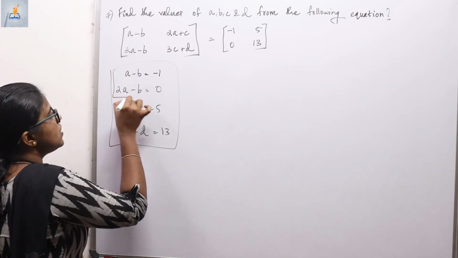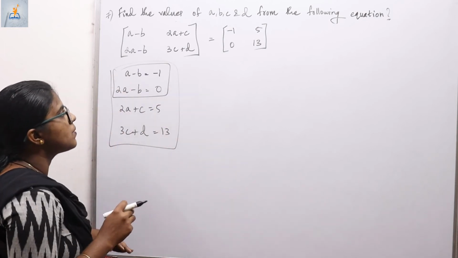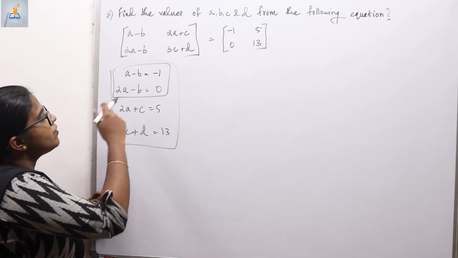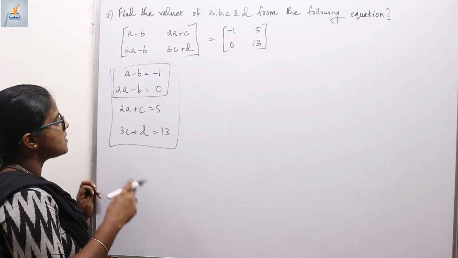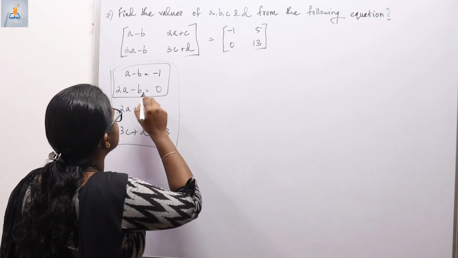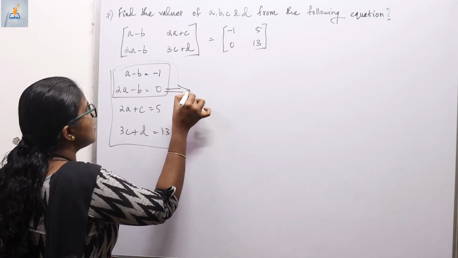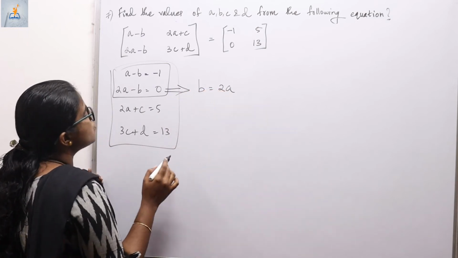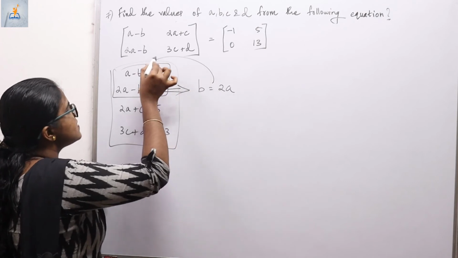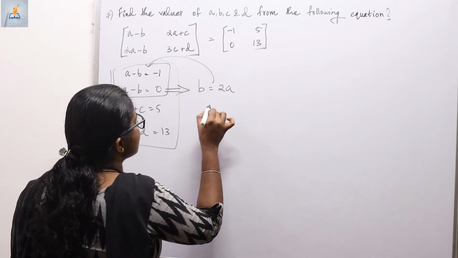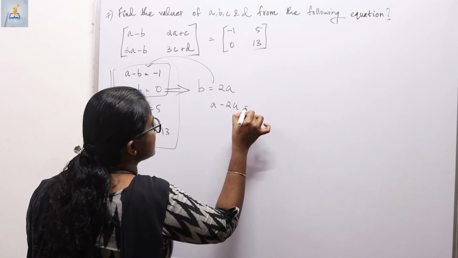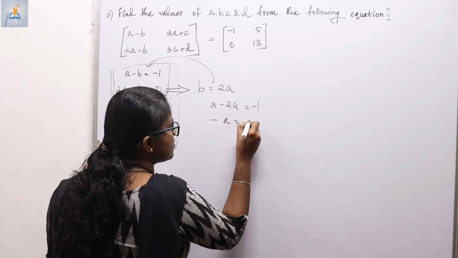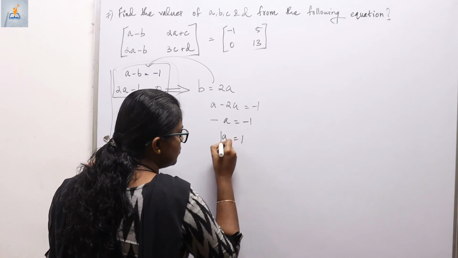So these two equations are two equations in two variables, that is a and b. So we can solve these two equations by substitution method. So from this equation we will get that b is equal to 2a. Substituting b is equal to 2a in this equation, we will get that a minus 2a is equal to negative 1, and that is negative a is equal to negative 1 and a is equal to 1.